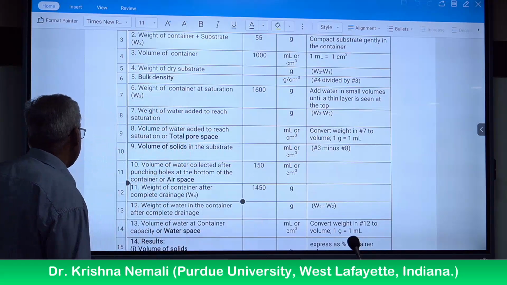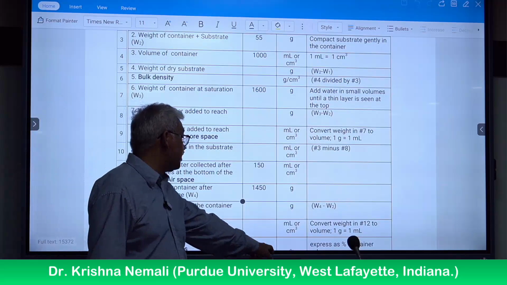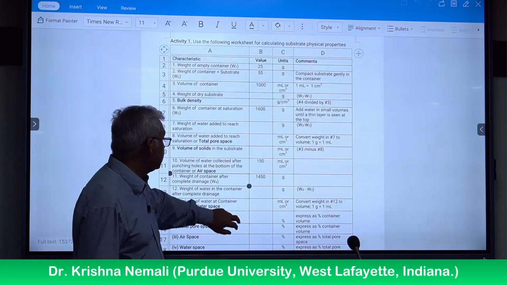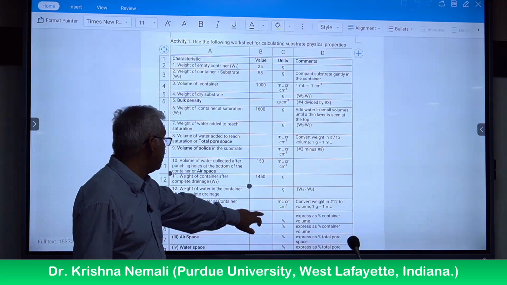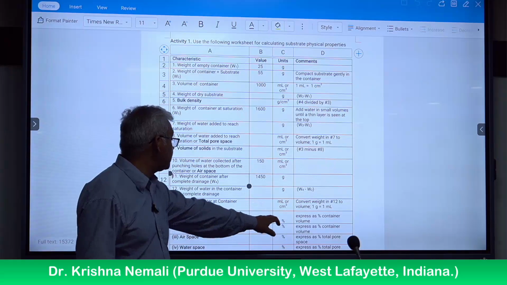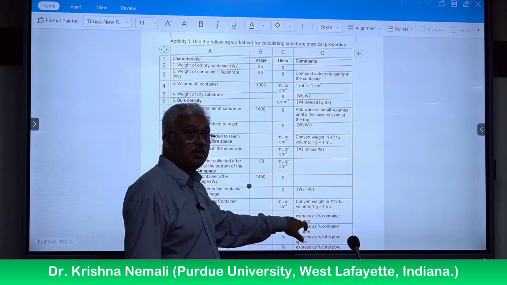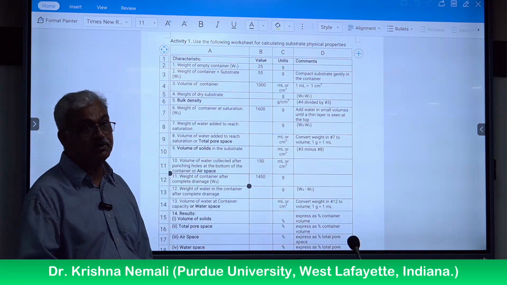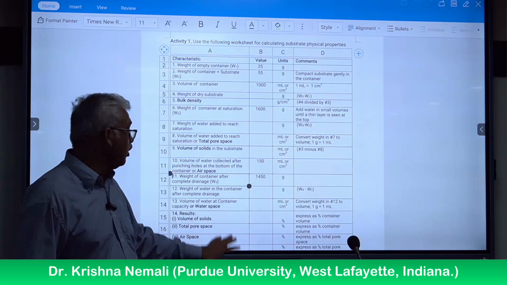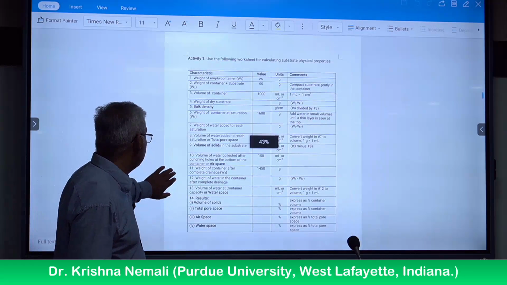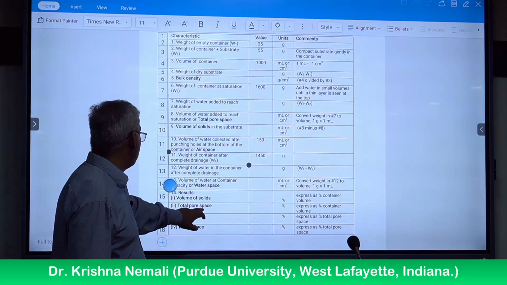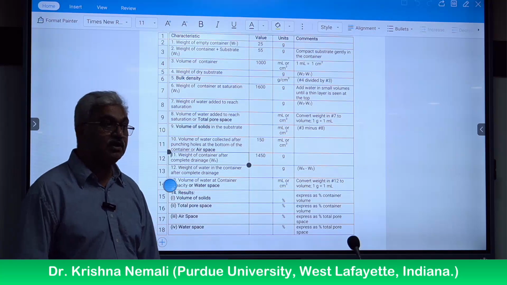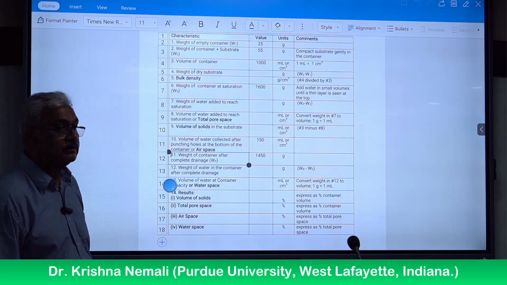Once you get to there, then everything is expressed as percentage of container volume down here. So I think you can easily finish it, Rao, right? See, if you've gotten up to here, you basically take these numbers and express as percent container volume. Container volume is 3000. So divide that number by 3000 and multiply by 100 to get percentage. So express everything as container volume. All four values you'll get here: volume of solids, total pore space, air space, and water space. Let's see if that number adds to 100 or not.